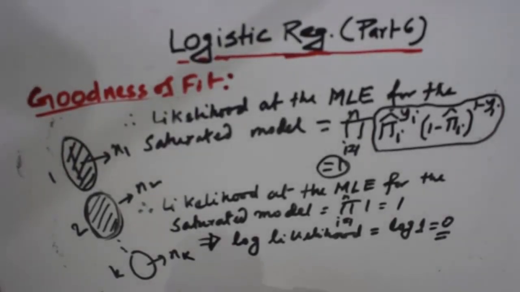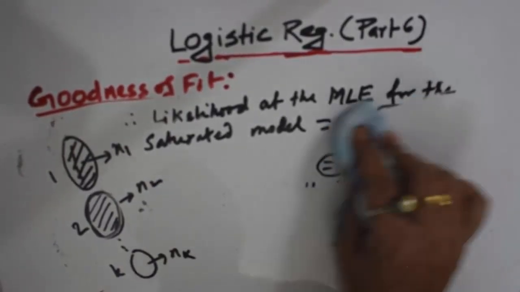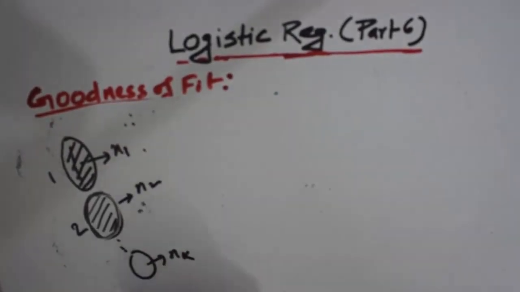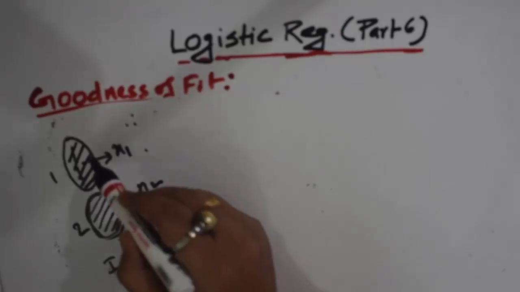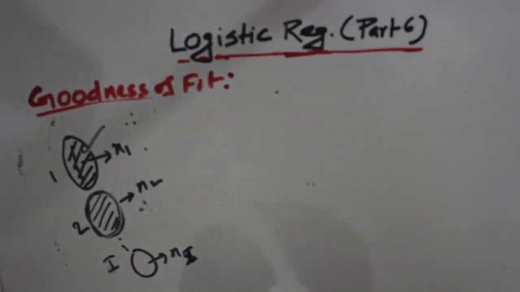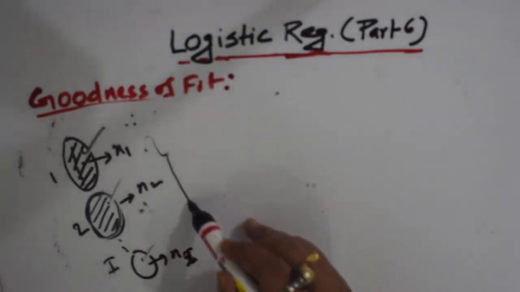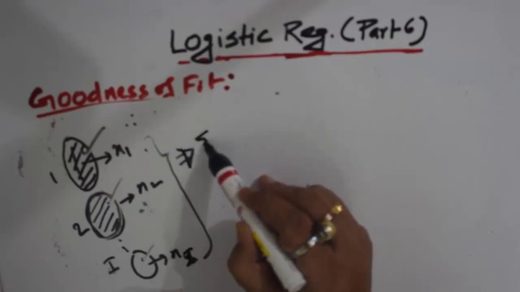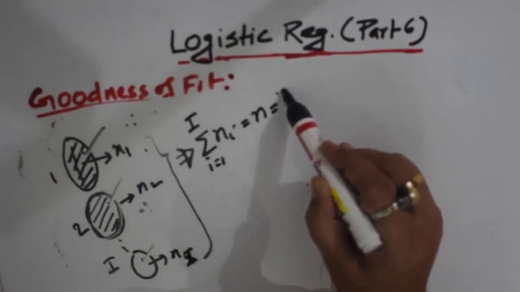In particular, suppose the underlying data are actually made up of I binomials. Here, instead of k, I write capital I groups. The first group consists of n1 observations, the second group consists of n2, and the last group, that is the ith group, consists of ni observations, such that the sum over i from 1 to capital I of ni equals small n, the total number of observations.